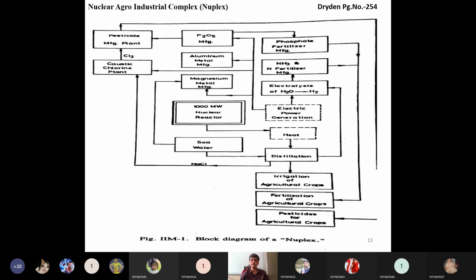Similarly here, all these industries, the pesticide industry, fertilizer industry, power generation industry, distillation units, sea water purification unit, then the same water can be used in agriculture. Everything will be located at one place. So that is called a nuclear agro-industrial complex. We will be discussing it in detail tomorrow, so better to revise and come for tomorrow.